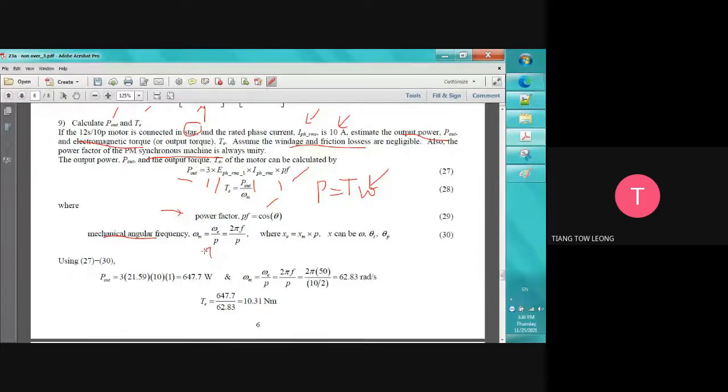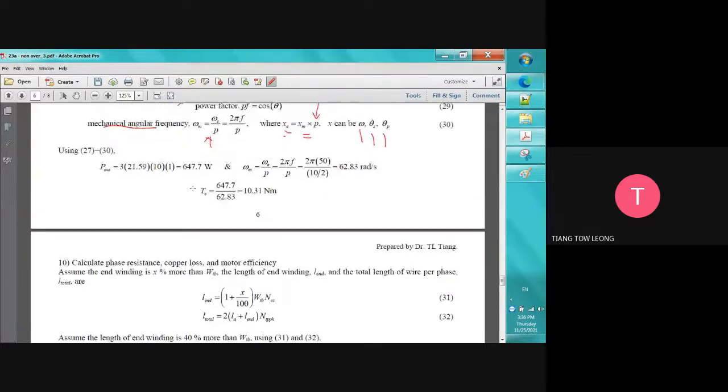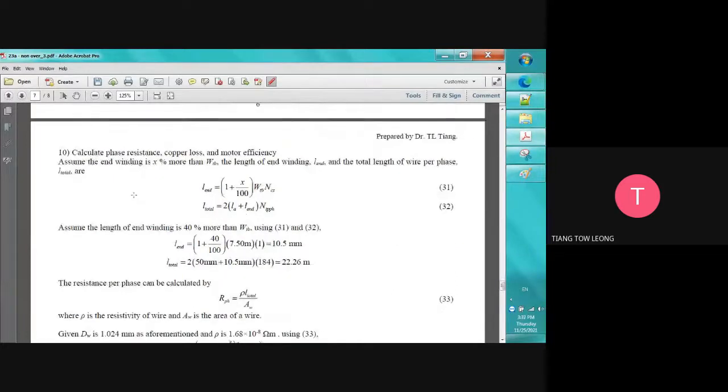In order to interrelate the electrical to mechanical, we always use the number of pole pairs. But usually only for these three quantities, like omega, theta s, theta p, do we involve this kind of equation, or else very seldom. So when we find this equation, we input everything and calculate it. So we can see that the torque is about 10.31 Newton meter. Next, calculate the phase resistance, copper losses, and motor efficiency.